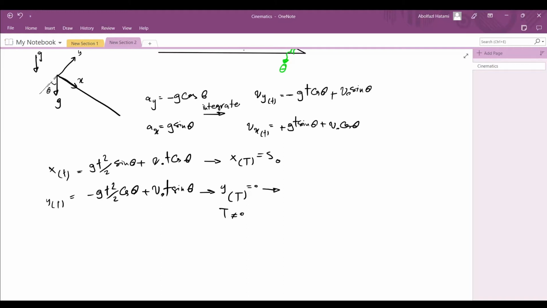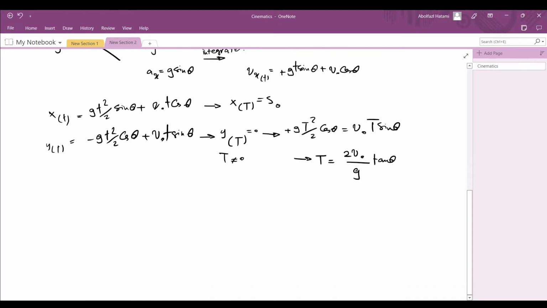Okay, let me write this. It is minus g t squared divided by 2, plus v0 t sine theta. If I calculate capital T from this equation, it is going to be 2 v0 divided by g, tangent theta. This will be T, and I can now calculate S0. S0 is x of capital T, which is v0 cosine theta times 2 v0 divided by g. I write tangent theta as sine theta divided by cosine theta to eliminate the cosine theta from the denominator and numerator.